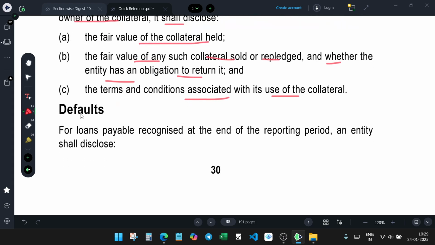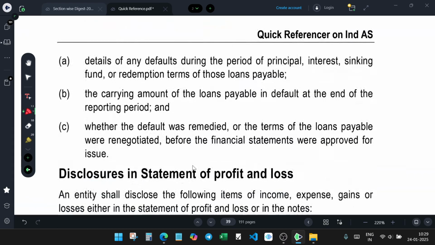Defaults. For loans payable recognized at the end of the reporting period, the entity shall disclose details of any default during the period of principal, interest, sinking fund, and redemption terms of the loan payable. So if there is a loan payable, what is the duration and what is the principal amount? What is the interest rate? How much interest have you paid? What is the sinking fund and redemption term? Sinking fund, I need to come to that point.